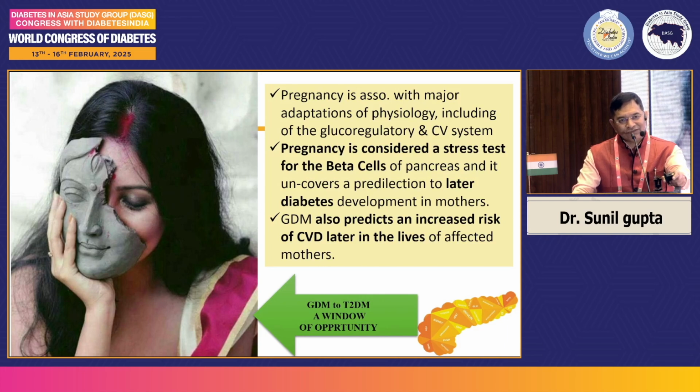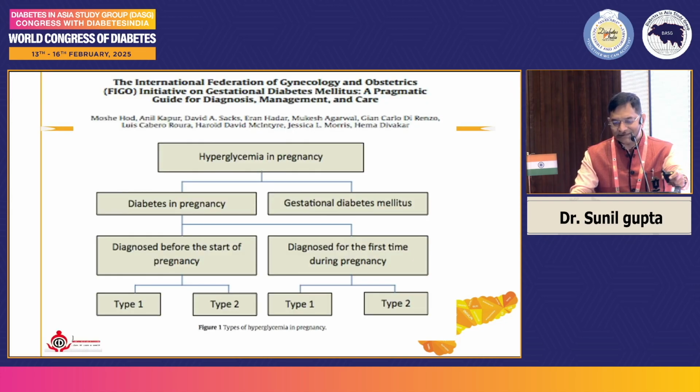So that is why the recommendation said that every woman at the first given opportunity, and that also Dr. Mohan said, the first time when they are being diagnosed to have pregnancy, should be screened by GCT or OGTT, so that you can unfold this mystery of hyperglycemia and pregnancy.